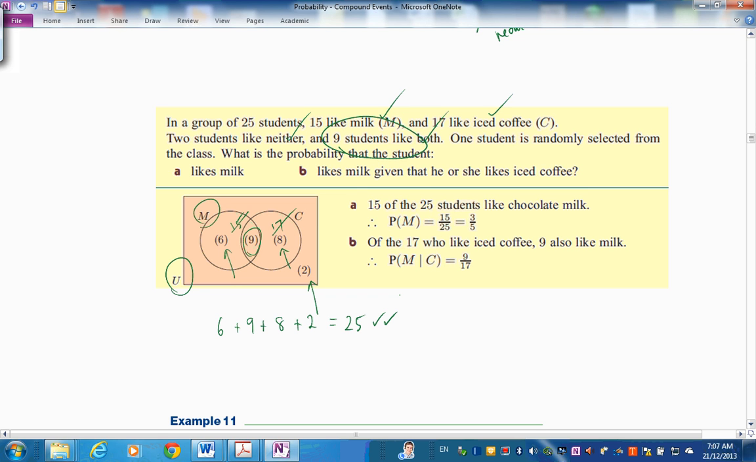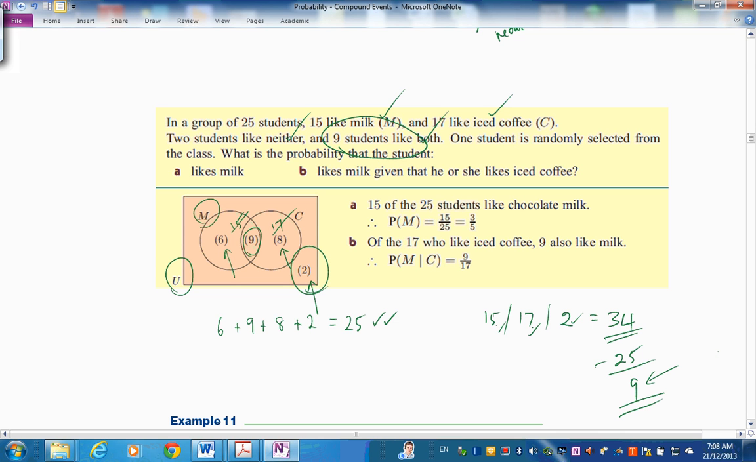If they don't give you the intersection, let's say they just said 15 like milk, 17 iced coffee, and 2 outside, how would you get the intersection? 15 and 17 is 32, and 2 is 34. Too many. We've only got 25. Take it away, that's how you get the intersection. Add up the two sets and the one outside, and see how much they exceed the total number of students, and that will get you the intersection if they don't give it to you.